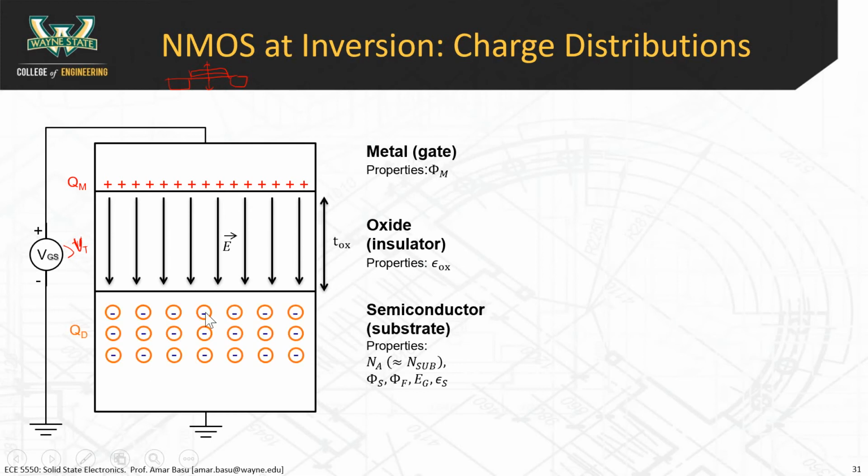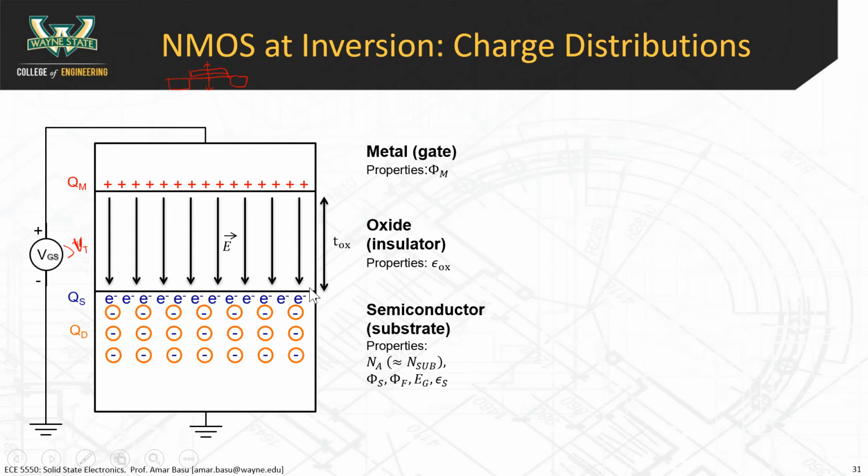Now that electric field does two things. It drives away the holes. When you drive away the holes in a p-type material, you're left with the depletion region, which is a series of immobile, negatively charged ions. These are bound, so they can't move. The second effect is that you pull in the mobile electrons. Q sub S refers to the surface charge, and Q sub D refers to the depletion charge.